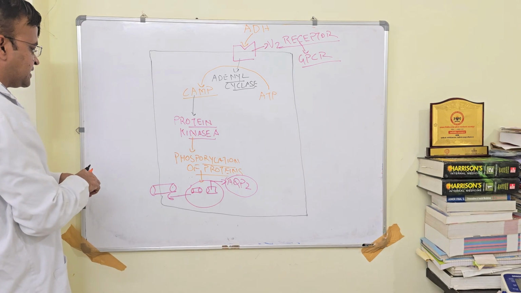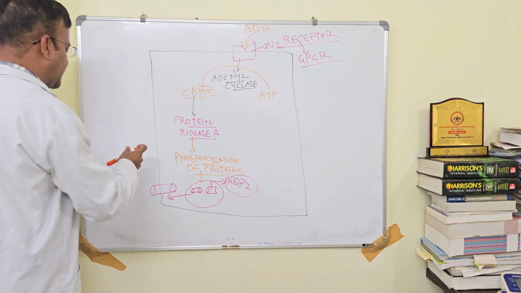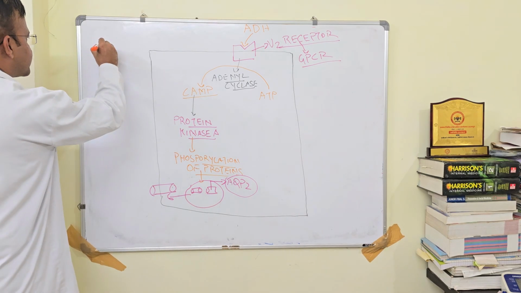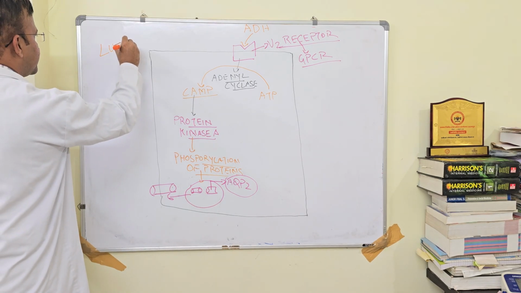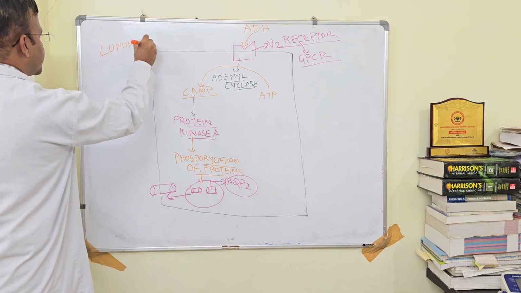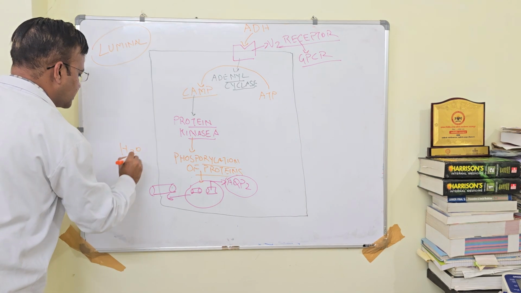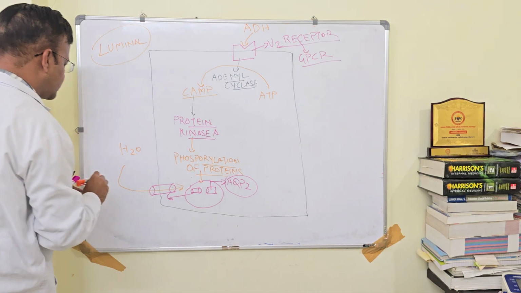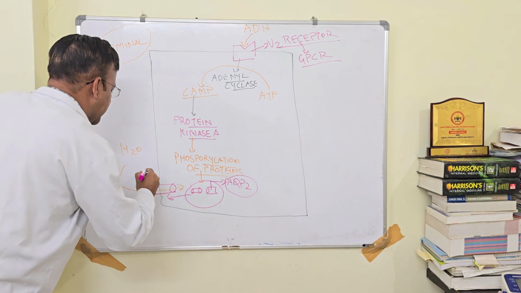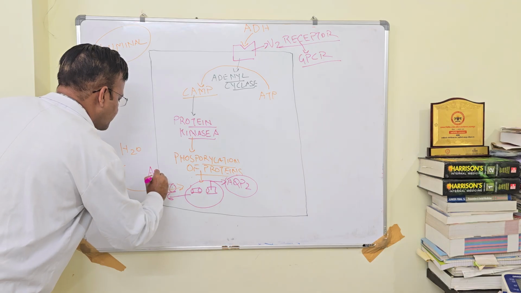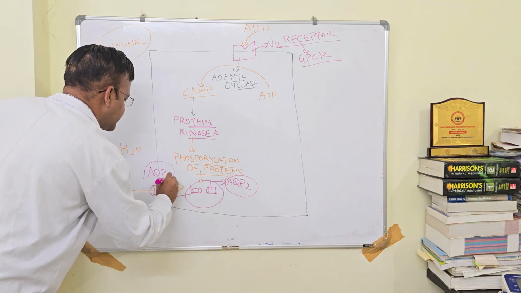And what will happen after that? The water will get reabsorbed from it. This is the luminal side, right? On this side you have got urine, the filtrate which will ultimately become urine. So the water will get reabsorbed through the aquaporin 2 channel, short form AQP2.